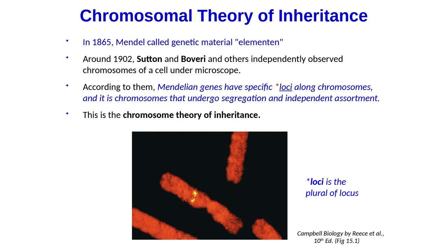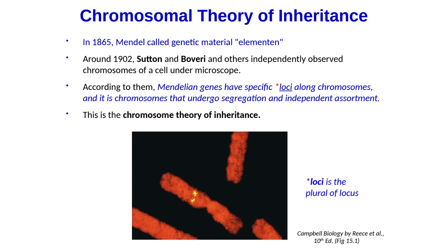So a little bit later, around 1902, Sutton and Boveri and others independently observed chromosomes of a cell under a microscope. According to them, Mendelian genes have specific loci along chromosomes. Loci is simply plural for locus. And it is chromosomes that undergo segregation and independent assortment. This is the chromosome theory of inheritance.